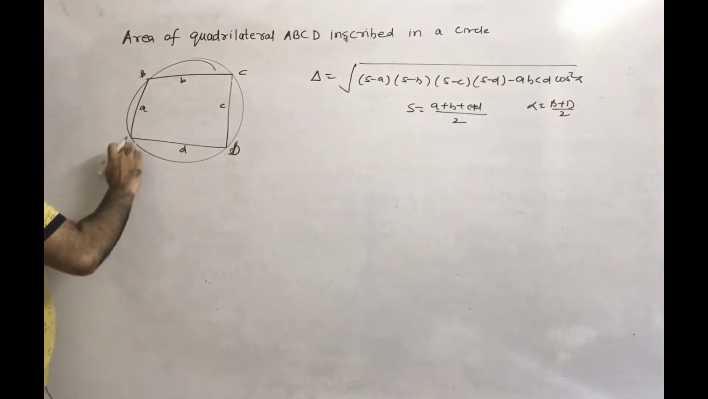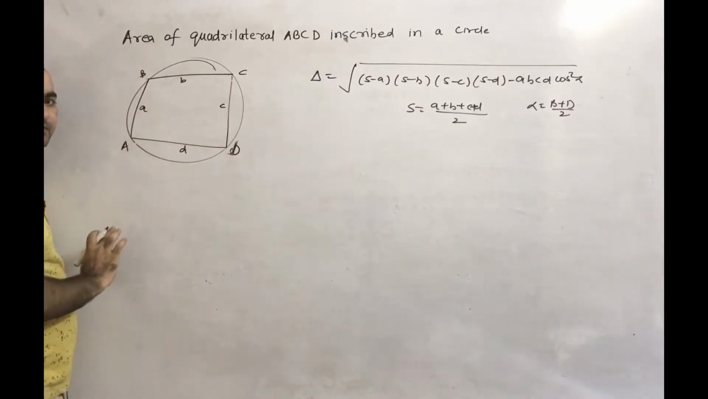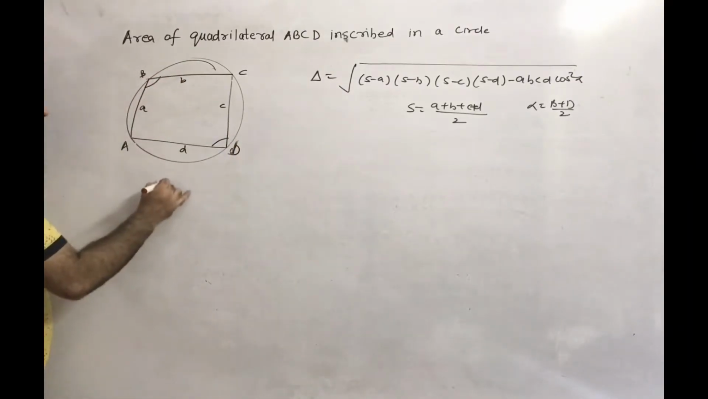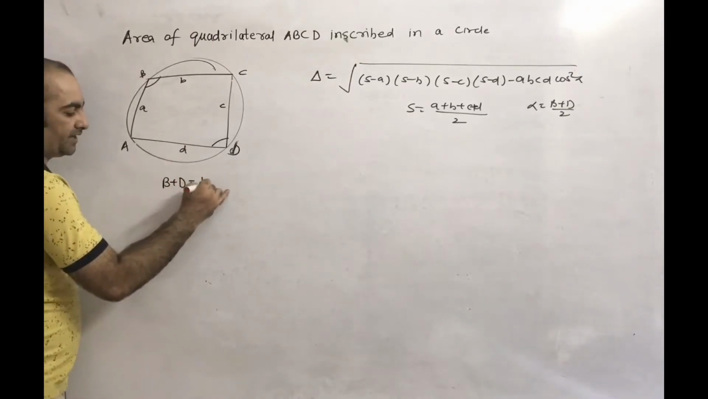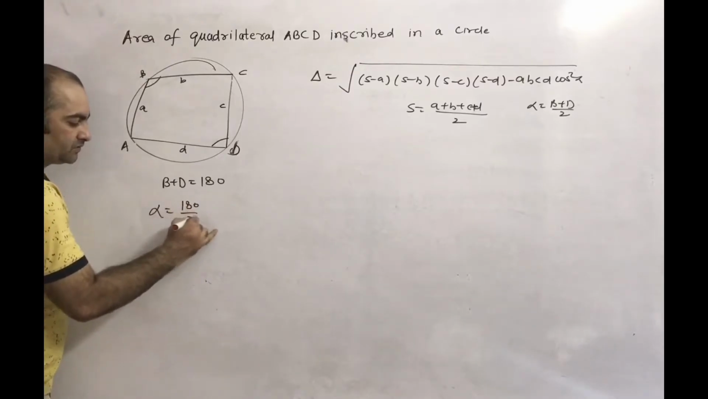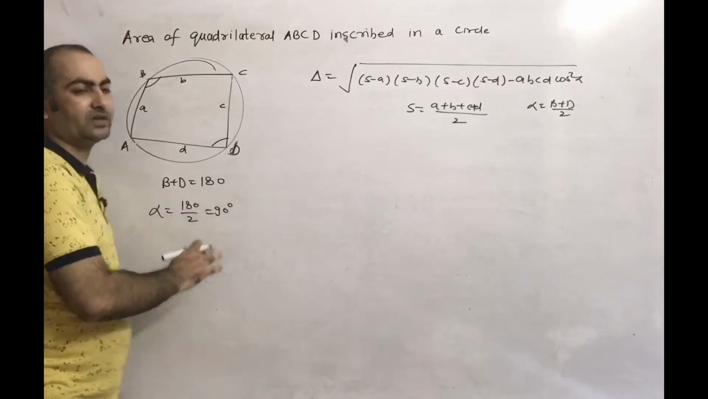So these 4 points lie on the circle. Then we can say that the sum of opposite angles is 180. So here we can say that B plus D equals 180. So alpha is 180 divided by 2, that is 90. So we are putting the alpha value here.